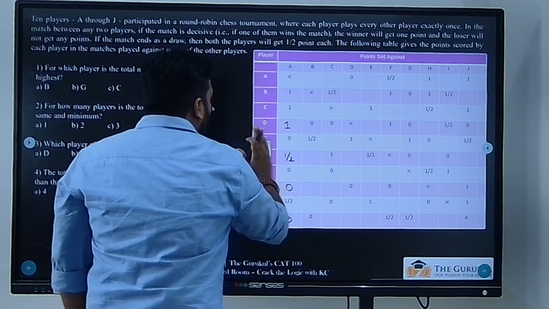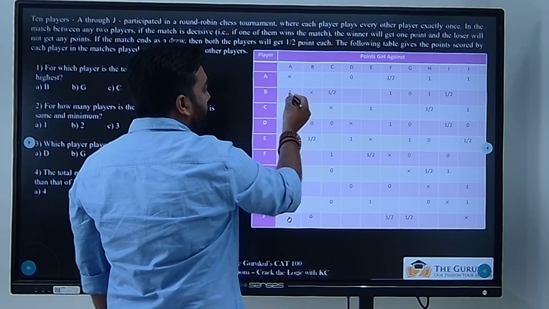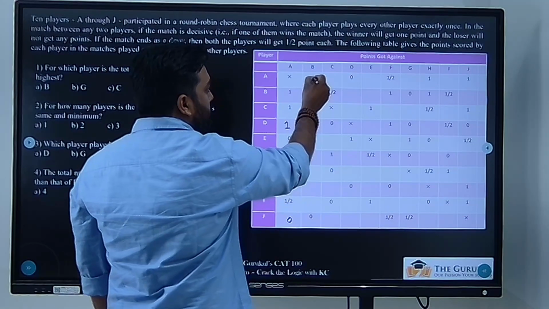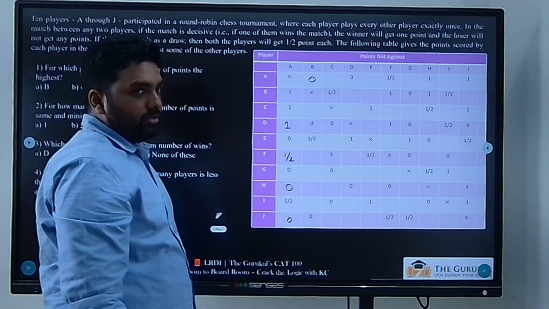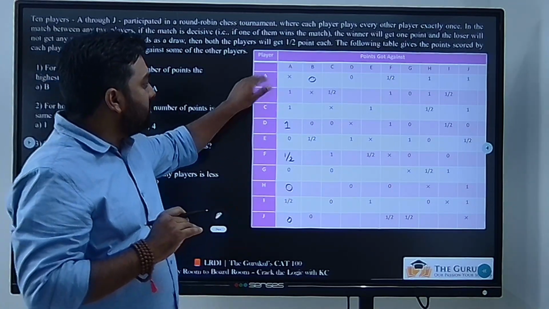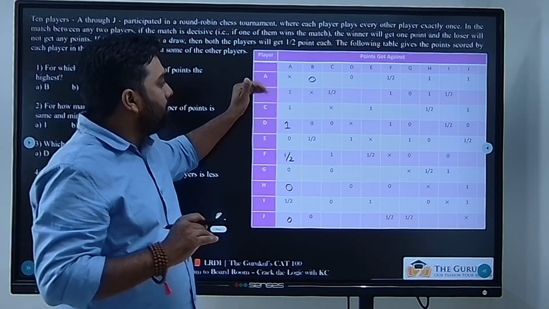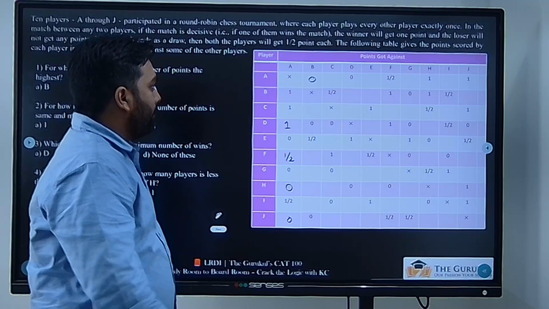The same way, let's look in the reverse. The match between B and A, B got 1 point, which means B won the match. A will get 0 points. So your row is talking about your points. So in this row, sum of everything equals points of A. In this row, sum of everything equals points of B.